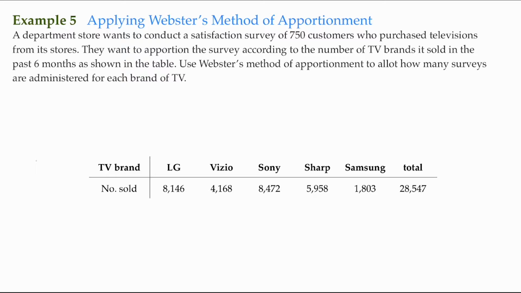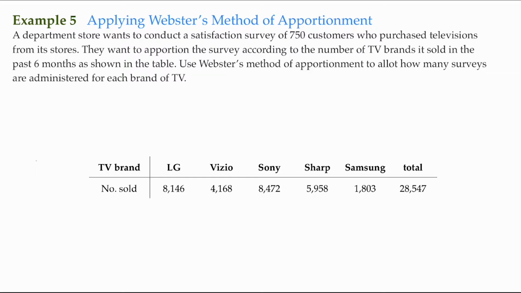So for this example, it states, a department store wants to conduct a satisfaction survey of 750 customers who purchase televisions from its stores. They want to apportion the survey according to the number of TV brands it sold in the past 6 months, as shown in the table. And you can see the table here. Here we have these different subgroups: LG, Vizio, Sony, Sharp, Samsung, and of course the populations associated to each one of those subgroups. So it says use Webster's method of apportionment to allot how many surveys are administered for each brand of TV.